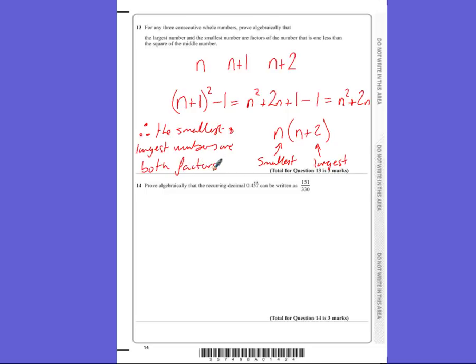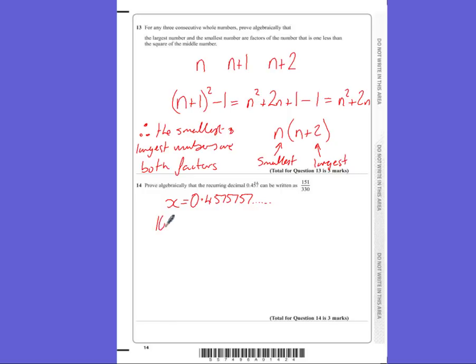Question 14. It says, prove algebraically that the recurring decimal 0.457 with dots above can be written as 151 over 330. The first thing you should always do is call the decimal that you've got, x, and write out what it is. So you tell the examiner you know what it is, because that's where the first mark is. So it's 0.4575757. You should always write at least 6, so I've done 575757.